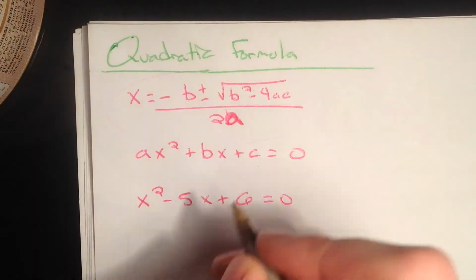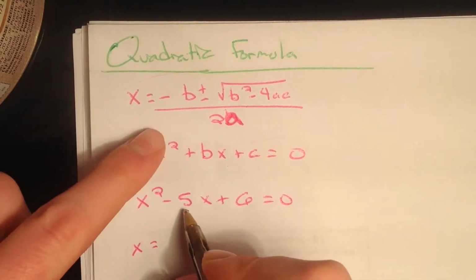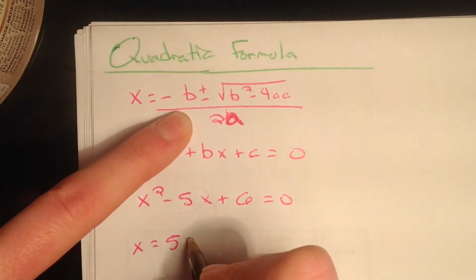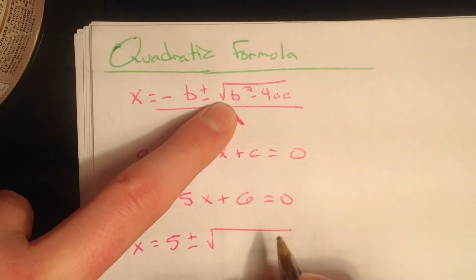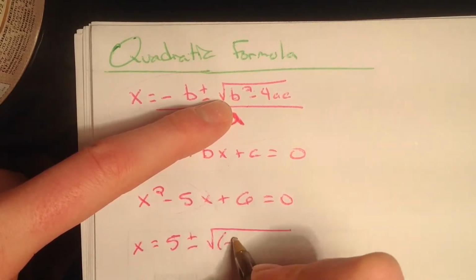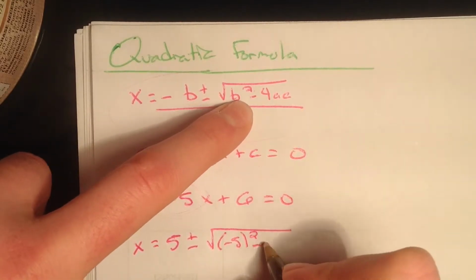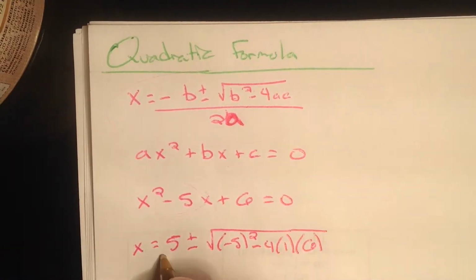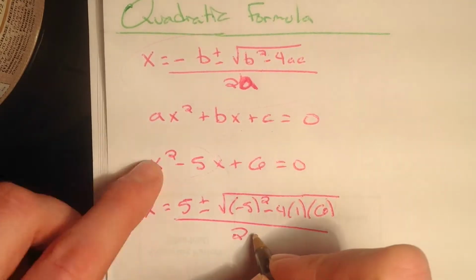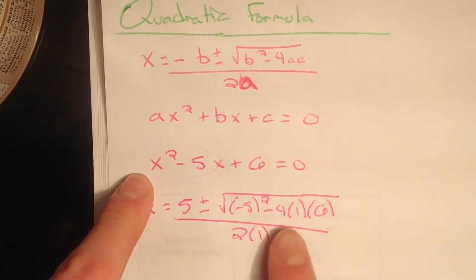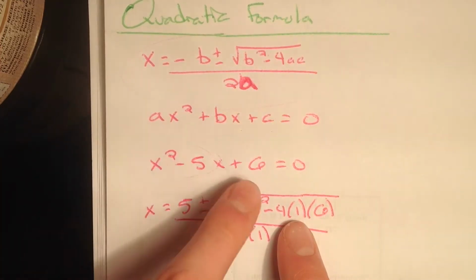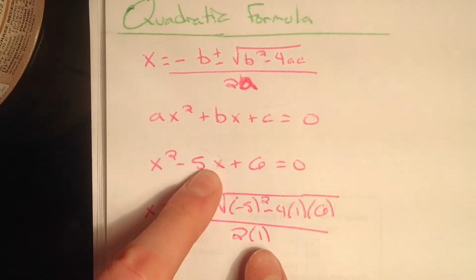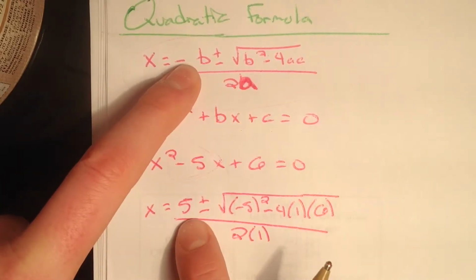So, plugging into this formula, we would say x equals negative b. Well, b's already negative 5, so we switch the sign. So it becomes positive 5 plus or minus the square root negative 5 squared, because b squared, minus 4, a is 1, c is 6, all over 2 times our a of 1. So we put a in these two spots, 1. We put c in this spot, and we put b, which happens to be negative 5, here and here.